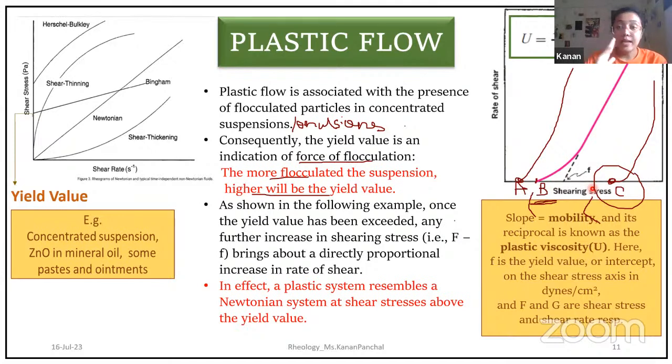Fine. And how much proportional it is, matlab slope will tell us about the mobility. So in effect, a plastic system resembles Newtonian system at a shear stress above the yield value. Fine. So ye thoda extrapolate kiya. So this region from ye shear stress se leke, where did the pen go?